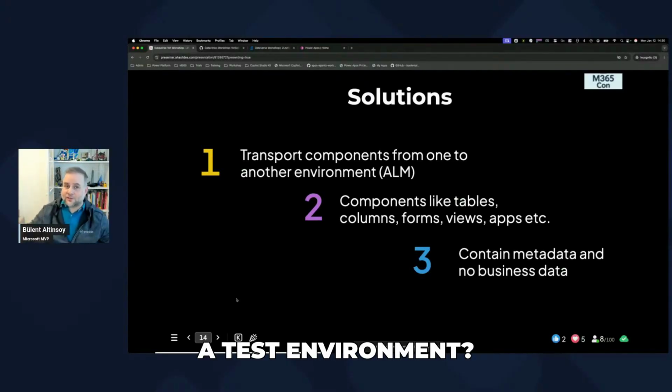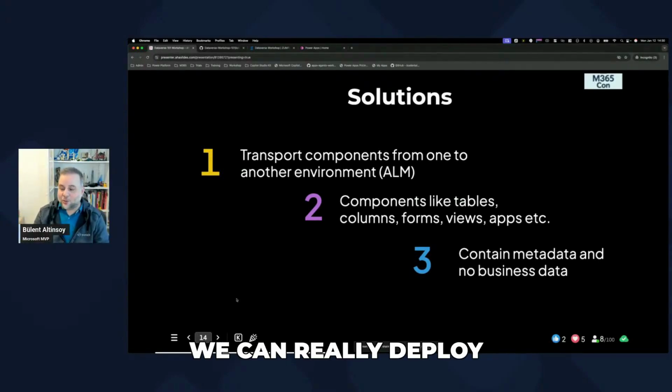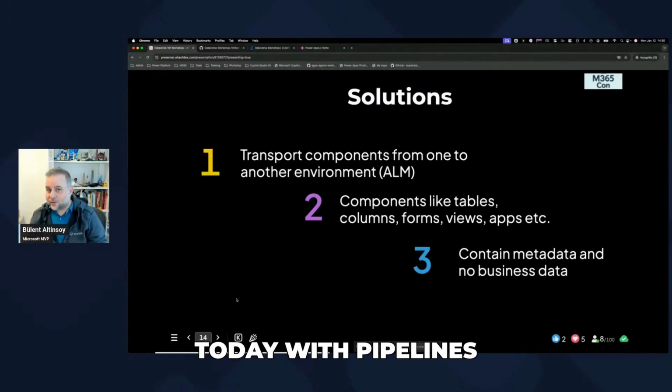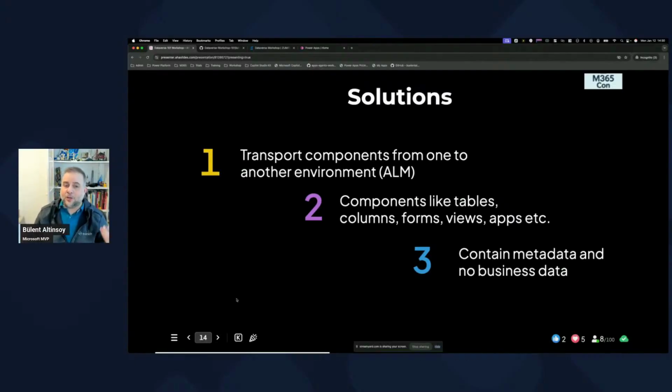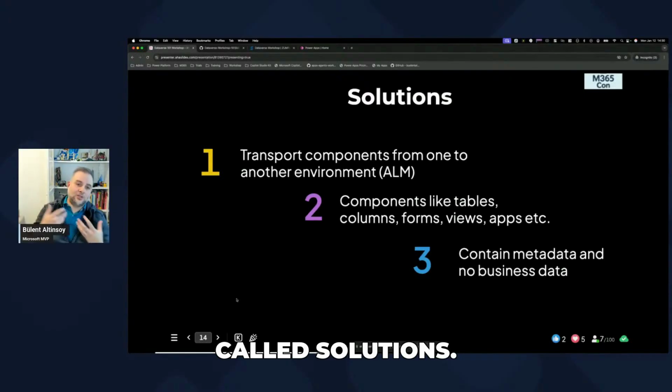Why do we have a test environment? Because before we really go into production, someone from the client side has to give a thumbs up and say, yes, now it's good, now we can really deploy this to production. And that kind of deployment mostly happens automatically today with pipelines in Power Platform. But before we come to this, we need a technology to transport the so-called components which we're developing. And that's what are called solutions.